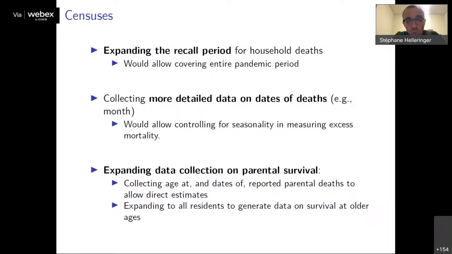And third would be to expand the data collection on parental survival in two ways. One would be to collect the age at death and the dates of death of the reported parental deaths, so that we can allow direct estimates of mortality, in particular at the oldest ages. So that we don't need to revert to indirect methods that might be uncertain and that might place our estimates in distant time points prior to data collection. Next slide.